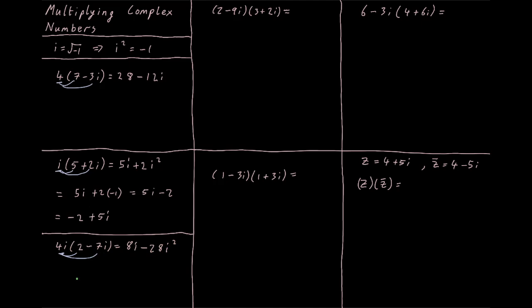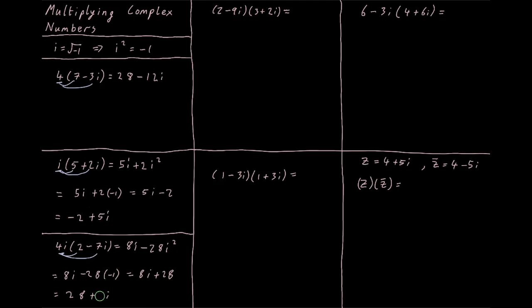And I run into the same problem again. I know that i squared is going to be -1. So I do that substitution. I write out that line. And -1 times -28, well, I'll be left with +28. And I know I write my real part first. So I'm going to say that would be 28 plus 8i. So that is how we multiply that out.